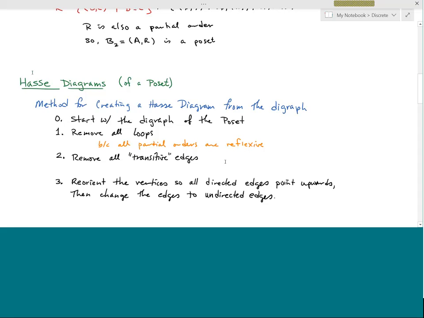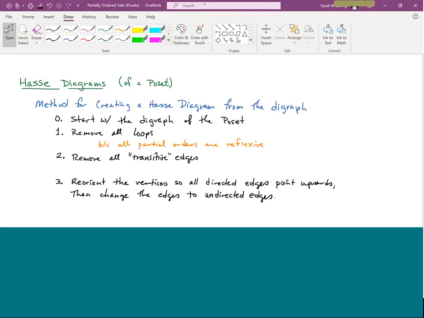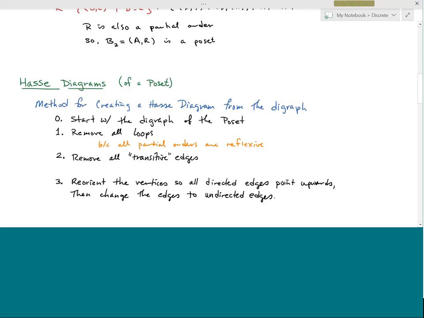Now, the second thing that you do is you remove all, for lack of a better term, transitive edges. So here's what a transitive edge is, and let me put this in a different color so it's easier to see. Here, if you've got your A, you've got your B, you've got your C, the transitive edge, the edge that we would remove, is the shortcut edge.